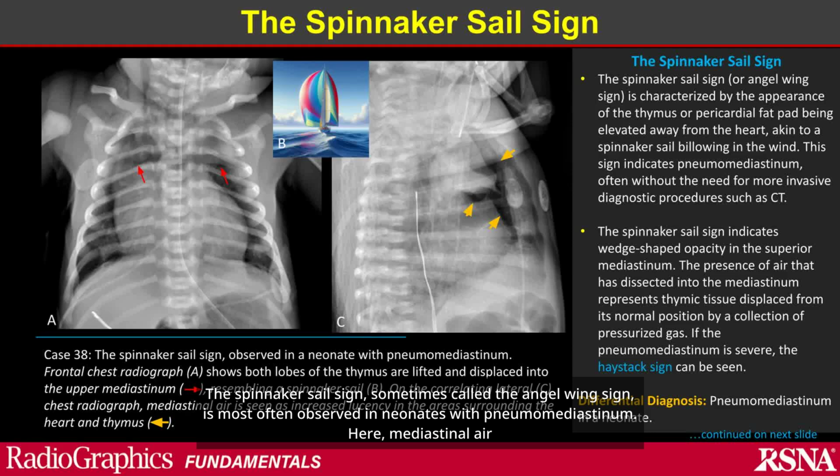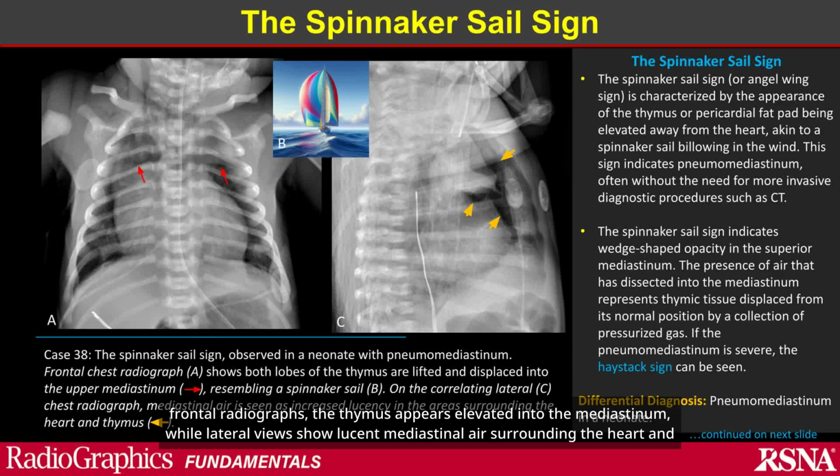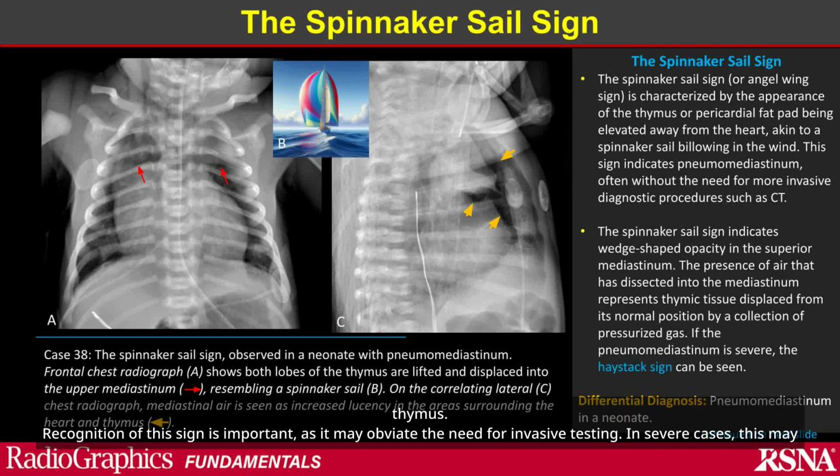The spinnaker sail sign, sometimes called the angel wing sign, is most often observed in neonates with pneumomediastinum. Here, mediastinal air dissects between the thymus and the heart, lifting the thymic lobes upward and outward like sails filled by the wind. On frontal radiographs, the thymus appears elevated into the mediastinum, while lateral views show loosened mediastinal air surrounding the heart and thymus.